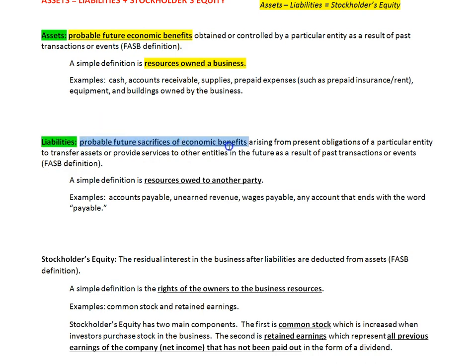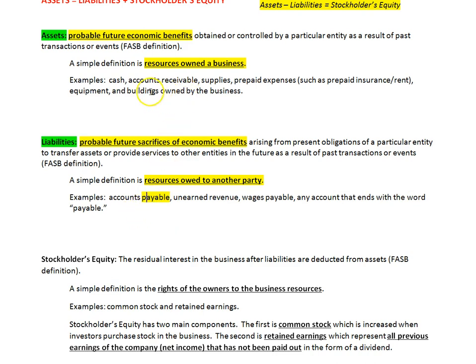Liabilities are basically the opposite of assets. So they're probable future sacrifices of economic benefits. If you want a simple definition, these are resources owed to another party. So liabilities is what we owe to somebody else. Assets is what we own. Liabilities is what we owe to somebody else. For liabilities, basically you're going to see one word for almost all liabilities. It ends in the word payable. So anything that ends in the word payable is a liability.